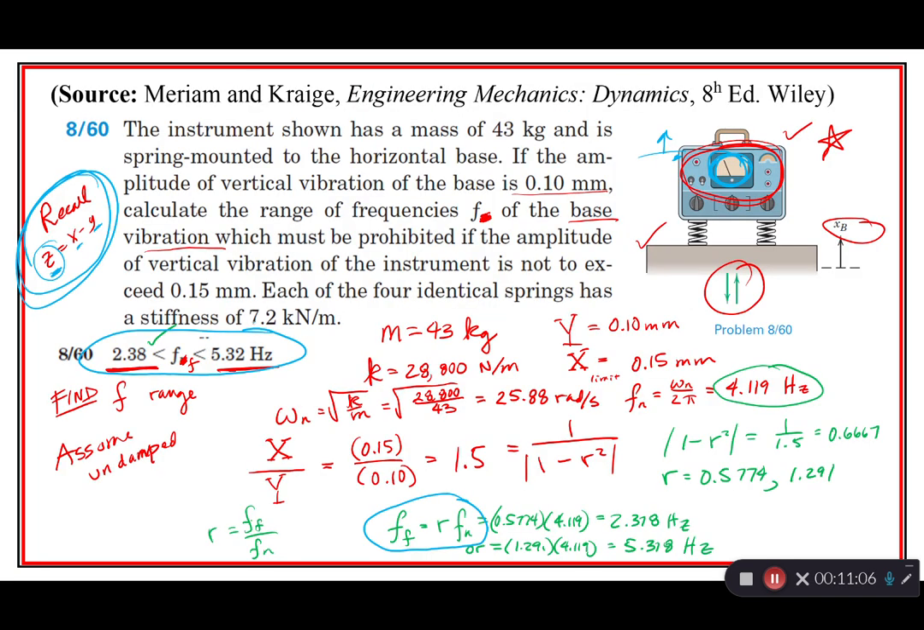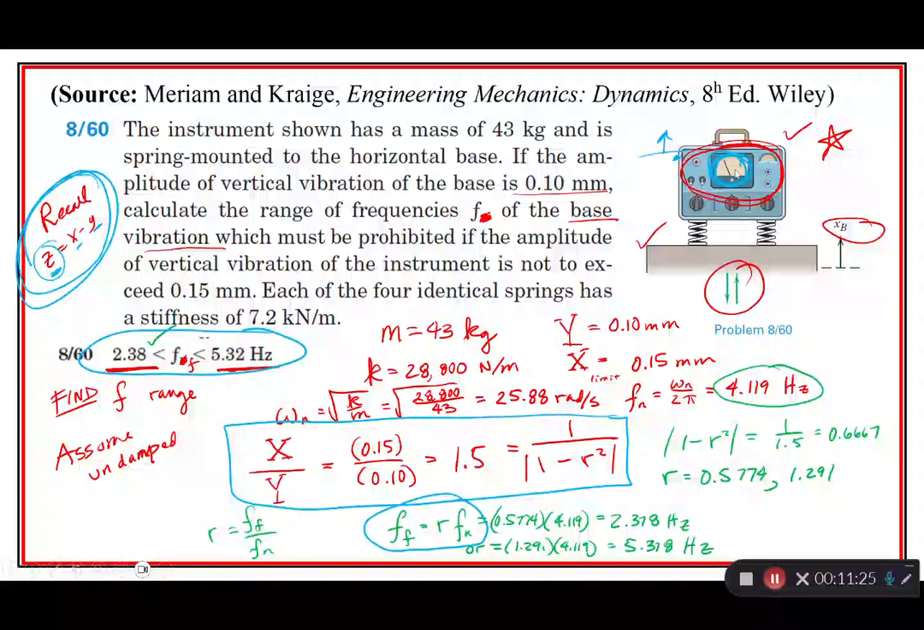But yeah, this is what Meriam and Kraige decided to do, so I figured it was an example to use. I don't know if it's the greatest example because they are following this type of logic, whereas we already know that the thing the instrument would be registering would be the z. I've repeated that enough times. We'll see the next example.